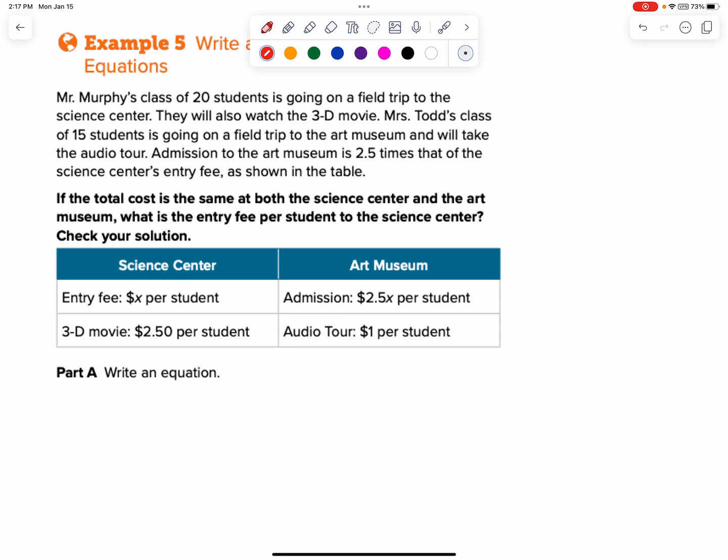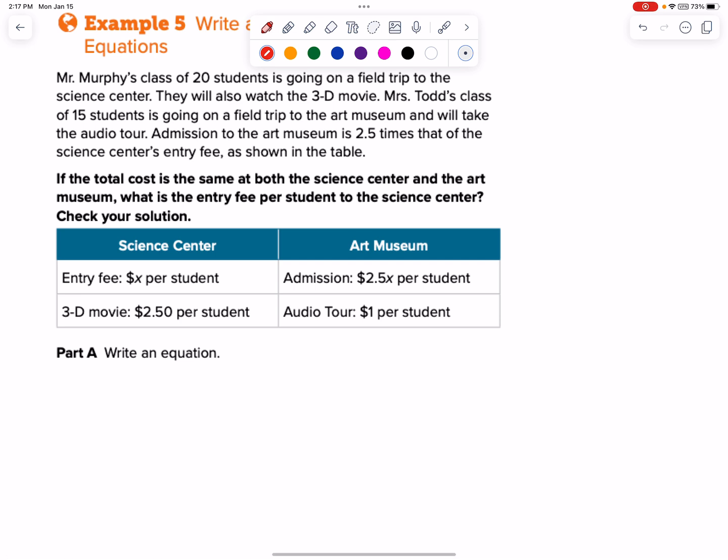So they're letting you know that for both classes it's the same. So I have an equal sign and I need to put one situation on one side, one situation on the other. Okay, so let's see what's going on. Mr. Murphy's is a class of 20 students. Okay, so I know that's going to go on the outside of my parentheses. And Mrs. Todd is 15 students. So that's going to go outside of the parentheses. What is the situation for one student? That's what we want to know.